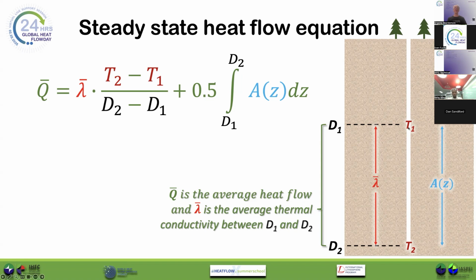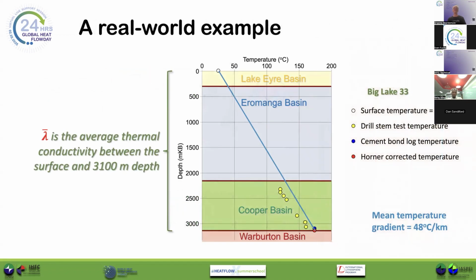We have things called thermometers. Many thermometers can actually fit down a borehole. So it's a relatively simple exercise, if you have a borehole, to lower a thermometer down to two different depths, get two different temperatures, and work out what the average temperature gradient is over that interval. It's a little more challenging to work out what the average thermal conductivity is over the same interval. So that's why this talk is going to delve into that particular issue.